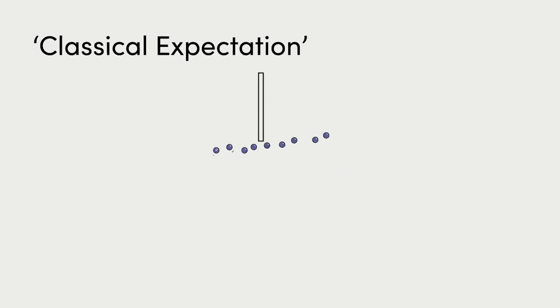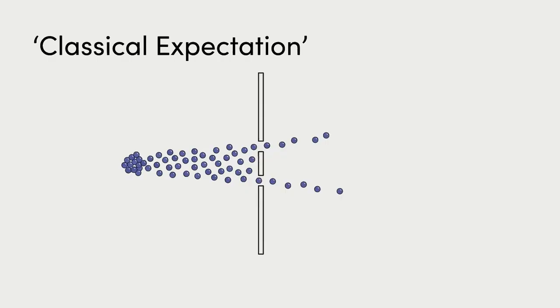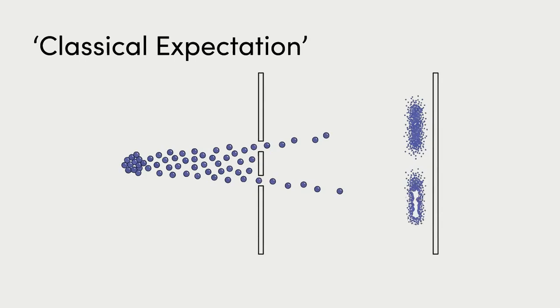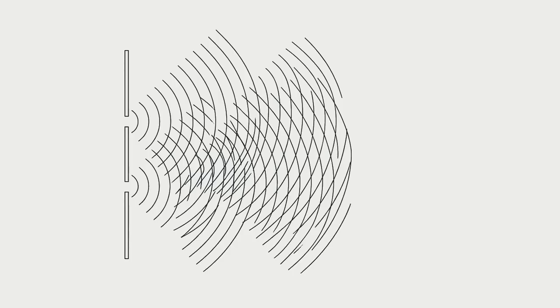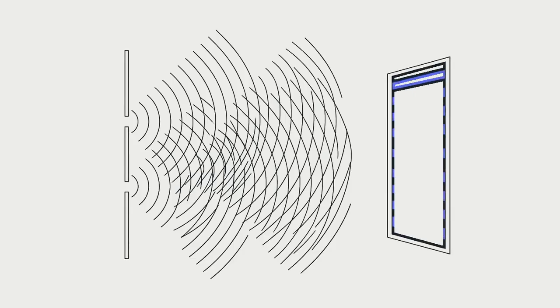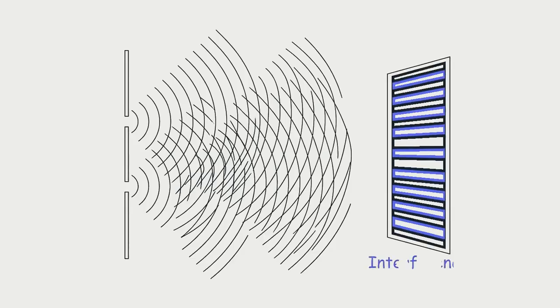If you shoot tiny particles, like marbles, each one must go through either the left slit or the right slit. On the screen, you'd expect two fuzzy bands, one behind each slit. That's it. If instead you send waves, like water waves or classical light waves, each slit acts like a source. The waves spread out, overlap, and interfere. Where crests meet crests, the wave is strong. Where crests meet troughs, they cancel. On the screen, you get a pattern of bright and dark stripes called an interference pattern.